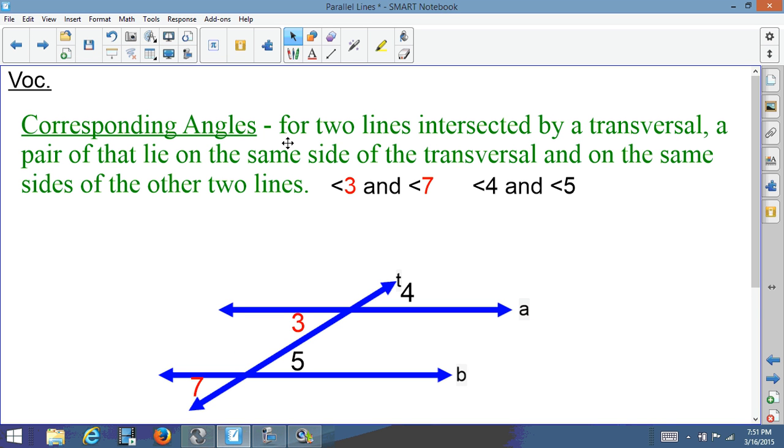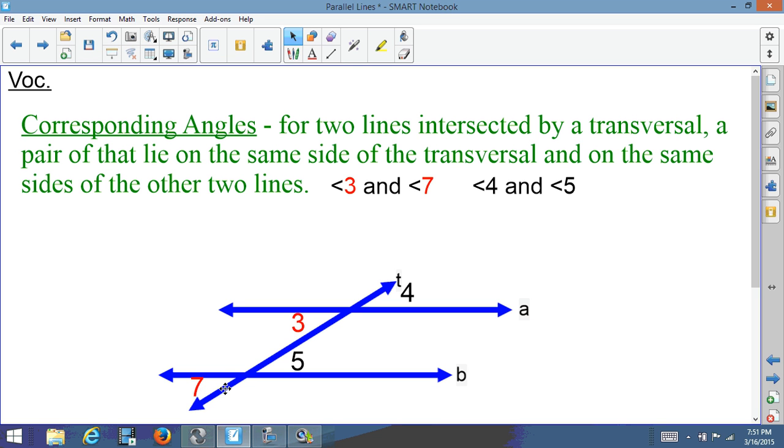Corresponding angles. For two lines intersected by a transversal, a pair that lies on the same side of the transversal and on the same sides of the other two lines. For example, angle 3 and 7. They are on the same side of the transversal, and they're located right below each line. So 3 is down there, below line A, and 7 is down there, below line B.